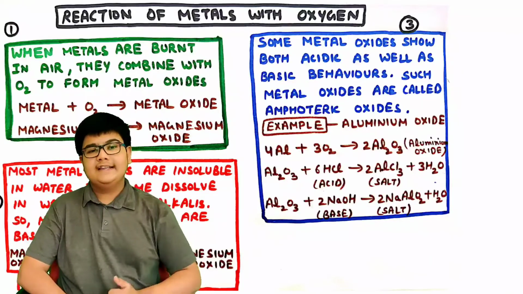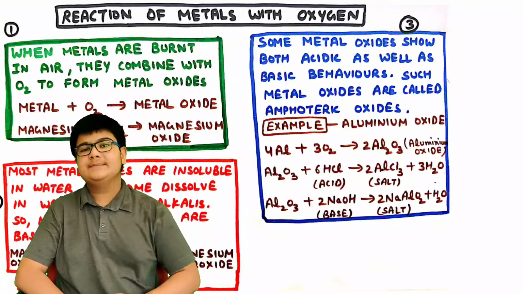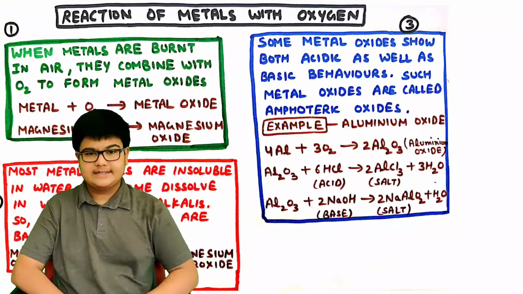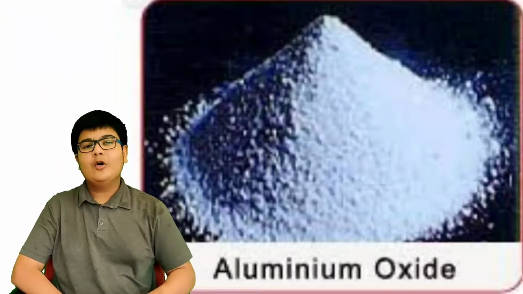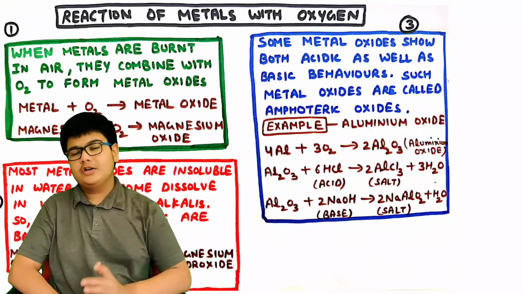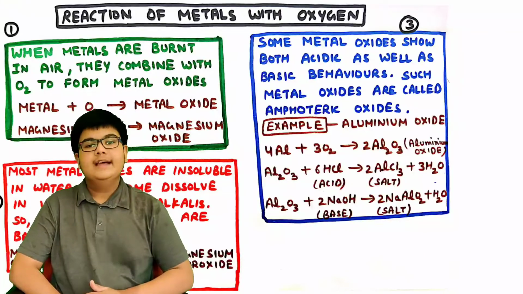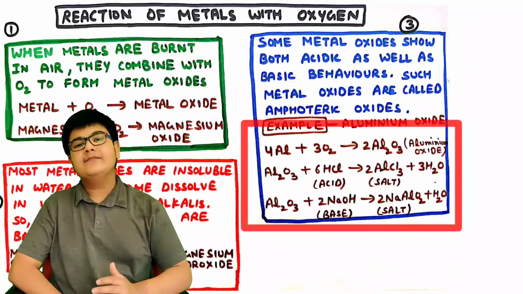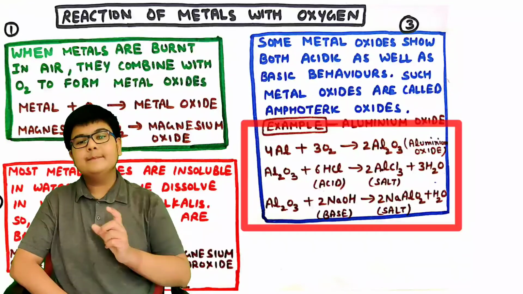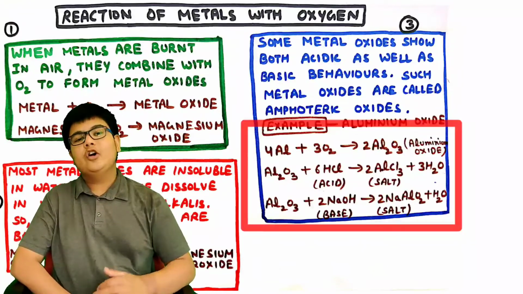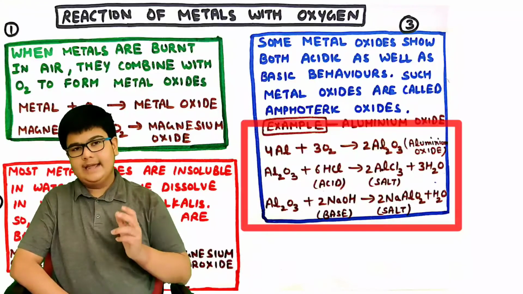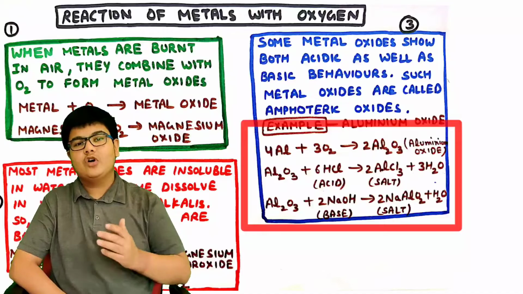Some metal oxides show both acidic as well as basic behavior. Such metal oxides are known as amphoteric oxides. For example, aluminium oxide. So aluminium reacts with oxygen to form aluminium oxide, which is Al2O3. Now this aluminium oxide can react with an acid such as hydrochloric acid to form aluminium chloride, which is a salt, and it can also react with NaOH, which is a base, to give sodium aluminate, which is a salt.